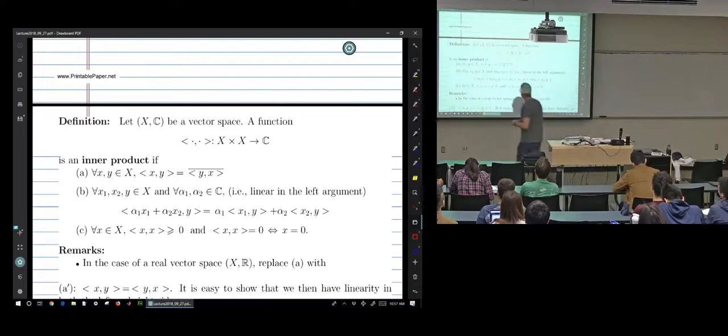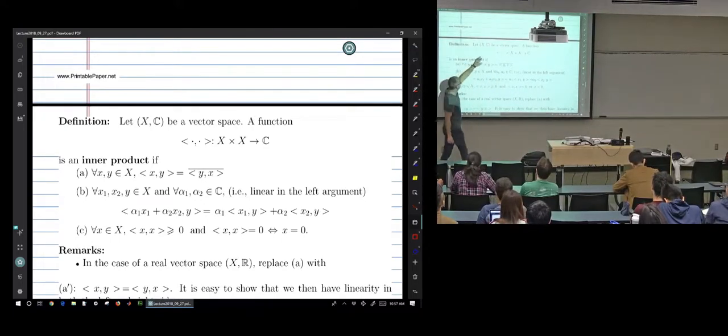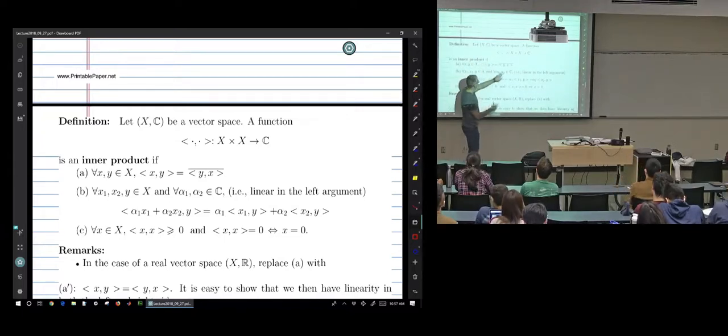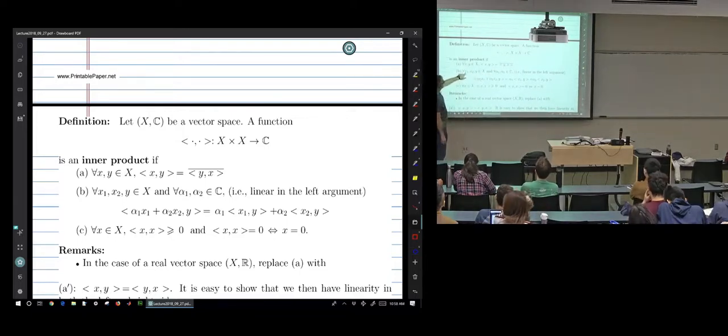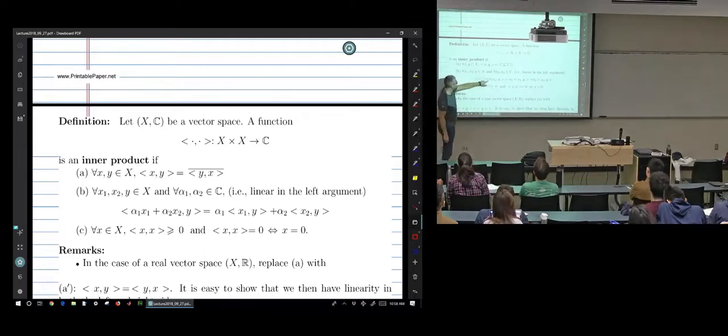But why it's more complicated is you take pairs of vectors in X, so now the field is the complex numbers. When you flip the order, you have to take the complex conjugate. Now, when you do that, you get linearity on the left, okay? Or you can do the definition and you can put the linearity on the right.